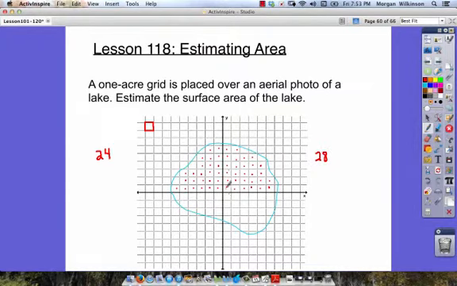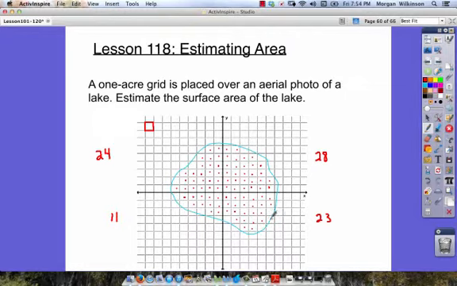Now to continue estimating area, we need the number of wholes in the bottom left-hand quadrant. So we've got 1, 2, 3, 4, 5, 6, 7, 8, 9, 10, and 11. This one, you can see it's partially out. So we've got 11 wholes in the bottom left-hand quadrant. And in the bottom right-hand quadrant, we have 1, 2, 3, 4, 5, 6, 7, 8, 9, 10, 11. We're going to call this one whole, 12, 13, 14, 15, 16, 17, 18, 19, 20, 21, 22, and 23.